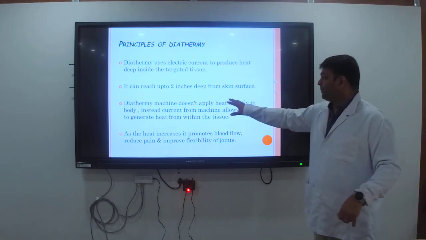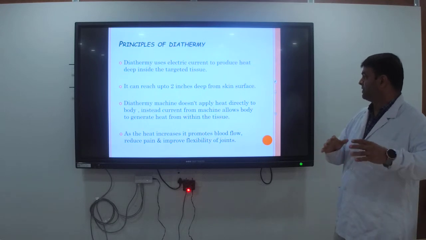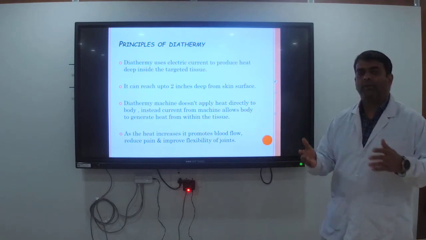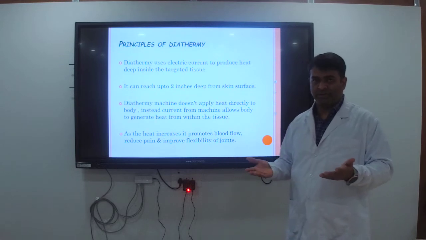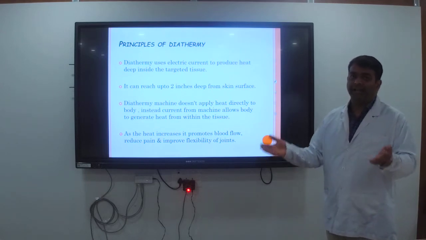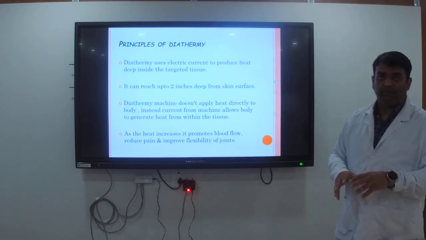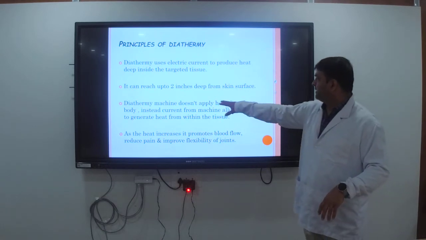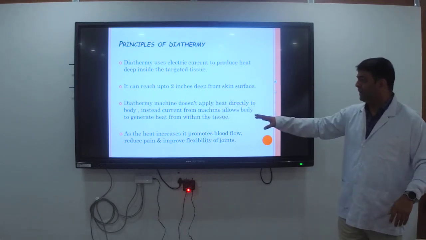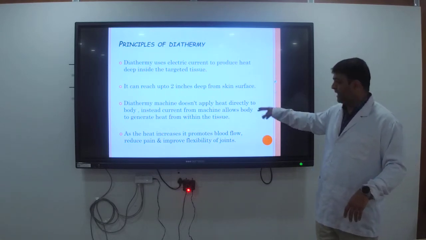Now, the diathermy machine doesn't apply heat directly to the body. Instead, the current from the machine allows the body to generate heat within the tissue. That's very simple. When you apply the diathermy pads, electrodes, to the patient, that doesn't create heat. The electrical thermal energy makes the body generate the heat inside the body, which causes the treatment. So the machine doesn't apply heat directly to the body. Instead, the current from the machine allows the body to generate heat within the tissue. So we have covered the three principles of diathermy.